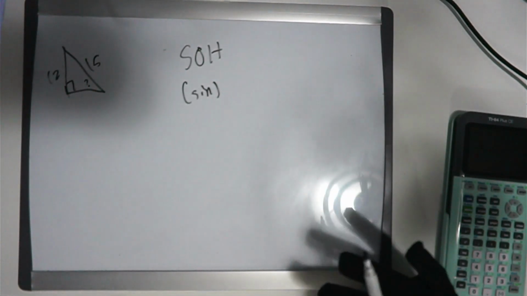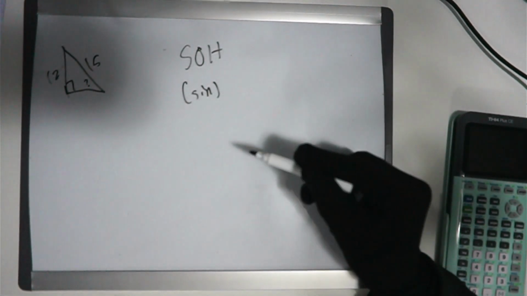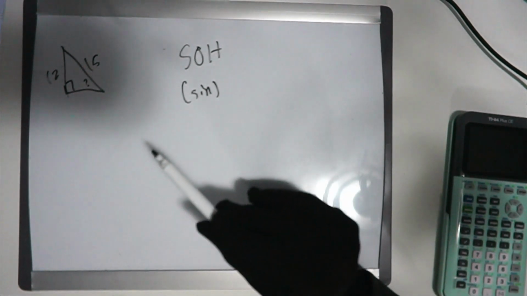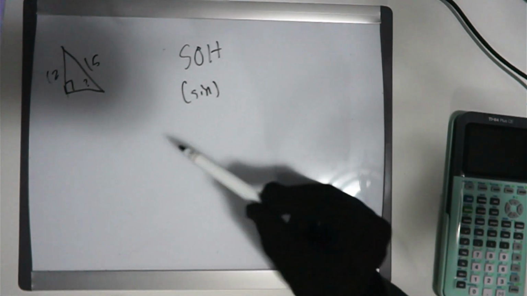So in this video, I'm going to be using SOH, or sine, in an actual example. And if you ever feel like I'm going too fast, you can pause, just look at what's on the board, and then press play again.